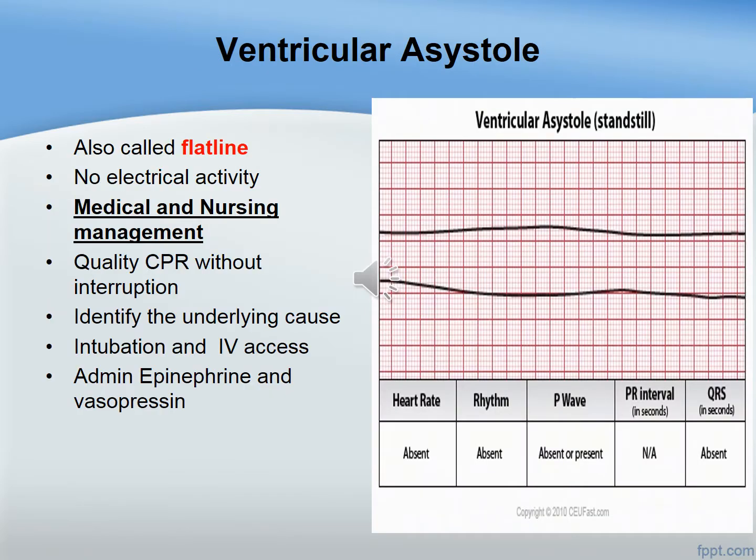So ventricular asystole, also called a flat line. You never want to see this on the EKG. There is no electrical activity in the patient. The heart is not contracting and therefore not perfusing the patient's body. There is no heartbeat.